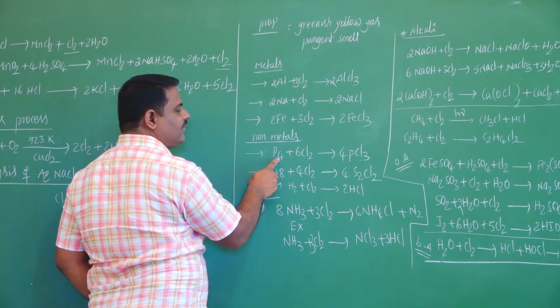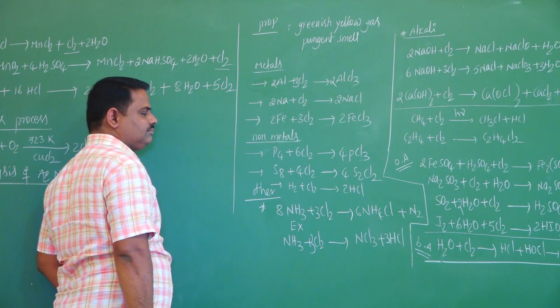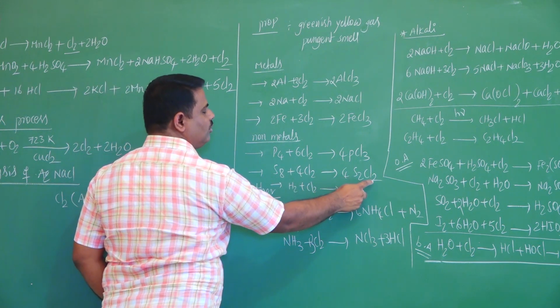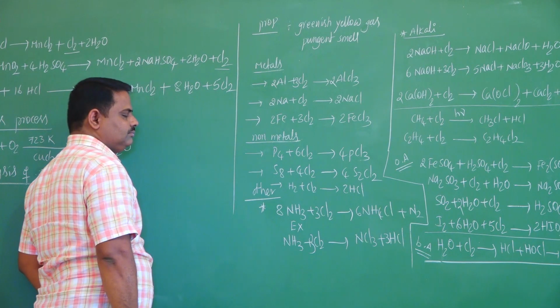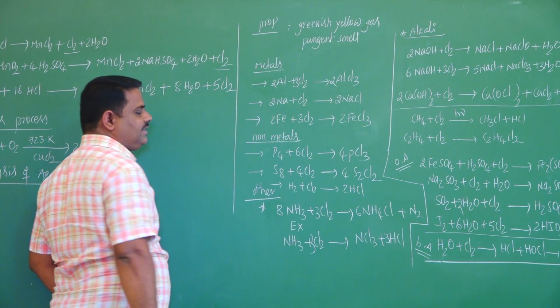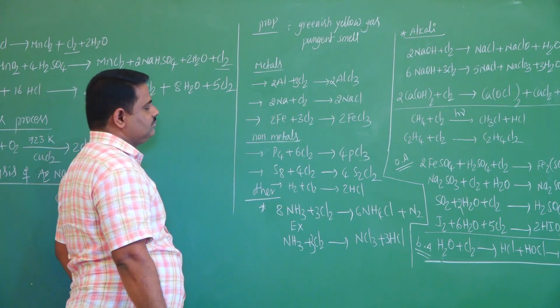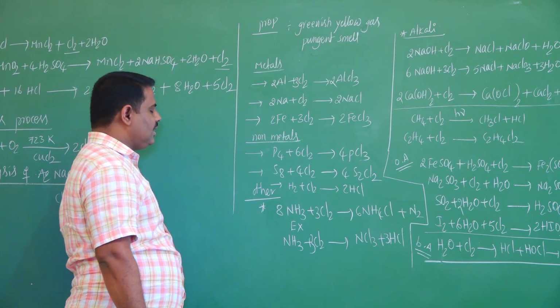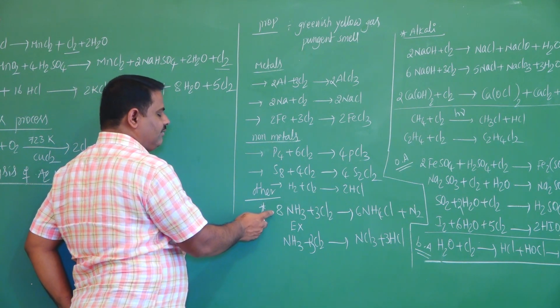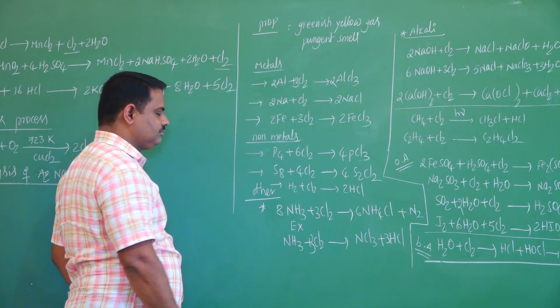phosphorus gives phosphorus trichloride. Sulfur gives sulfur monochloride. With hydrogen, it gives hydrochloric acid. Some other reactions are like this. This is very, very important for PU examination.